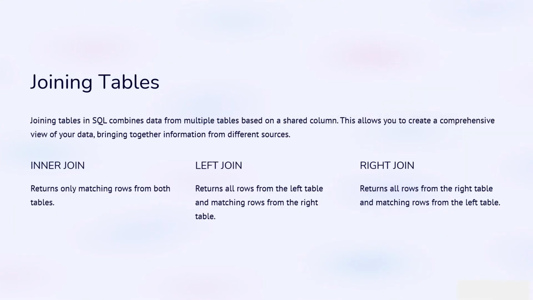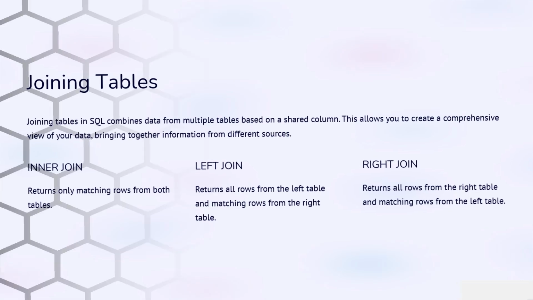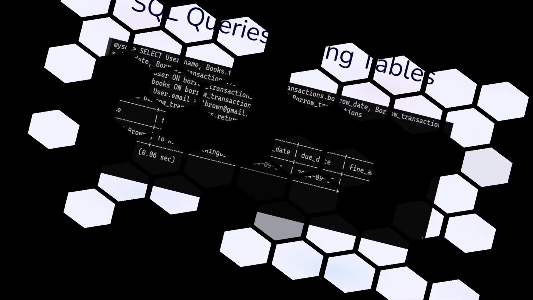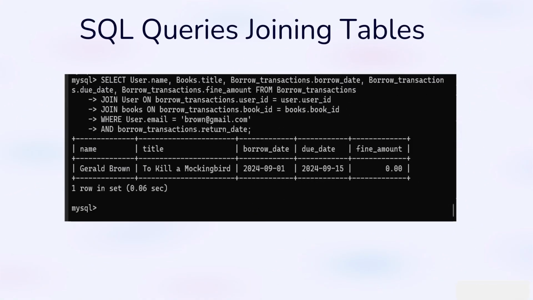Now, we're talking about joining tables. For joining tables in SQL, we need to consider the inner join, the left join, and the right join. We've created tables for user, book, fine and borrow transaction. So there's a need to query the database to join these tables together so that they can interact with each other.